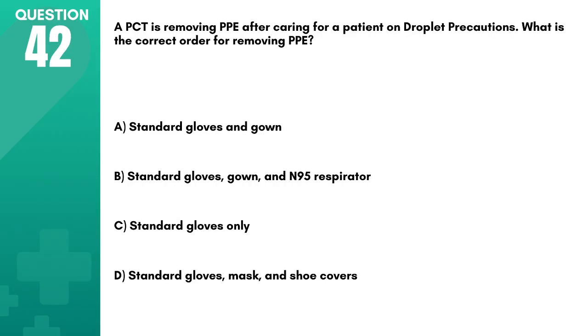Question 42. A PCT is removing PPE after caring for a patient on droplet precautions. What is the correct order for removing PPE? A. Gloves, goggles, gown, mask. B. Gown, gloves, mask, goggles. C. Gloves, gown, goggles, mask. D. Gown, mask, goggles, gloves.